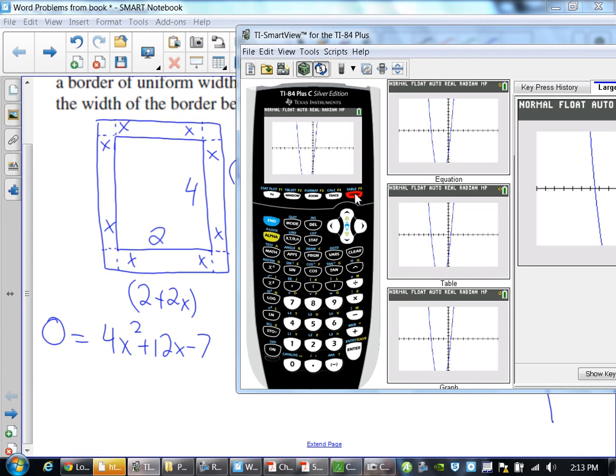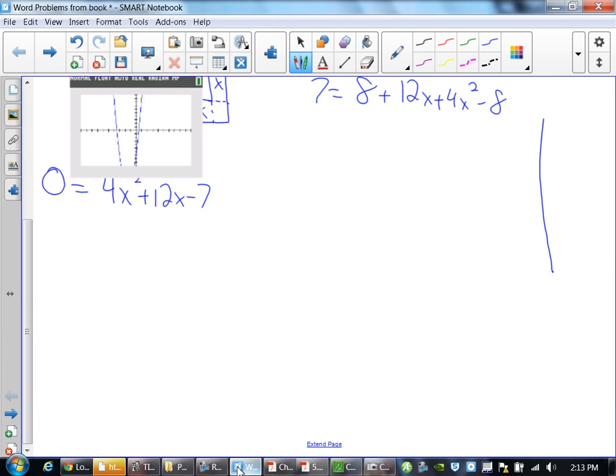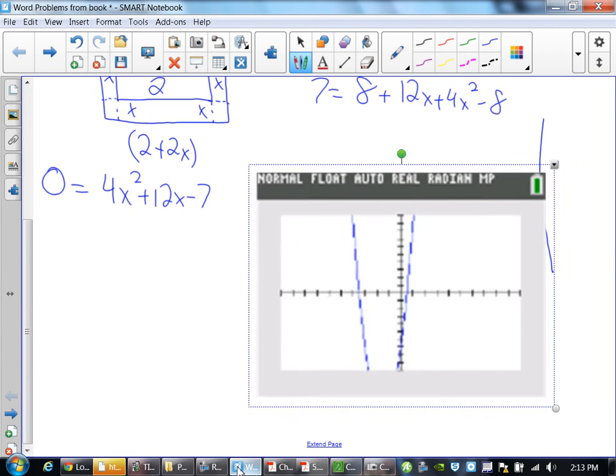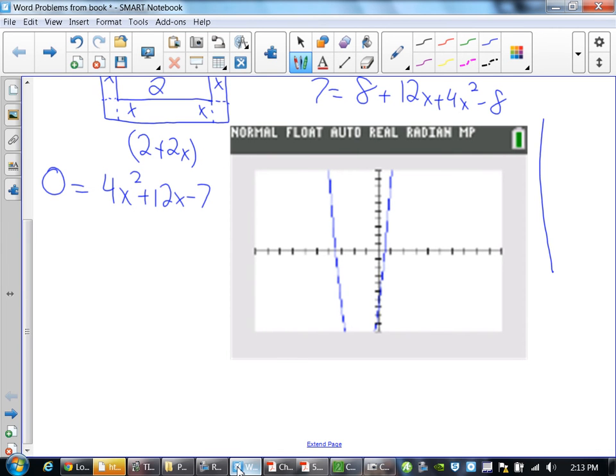If you look at this curve, this graph crosses at some value that's negative and some value that's positive. Which one of those would give you a positive result for width? A positive one. Which means we need to find that zero. There's a button on your calculator that does that.